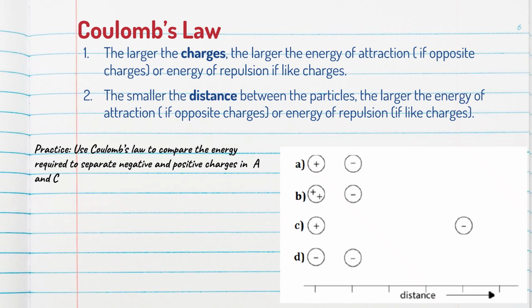I'm going to give you a second to apply Coulomb's law to charges A and C. So we can see that A's distance is closer than C's distance, meaning that A is going to have the larger energy of attraction because they are closer together.